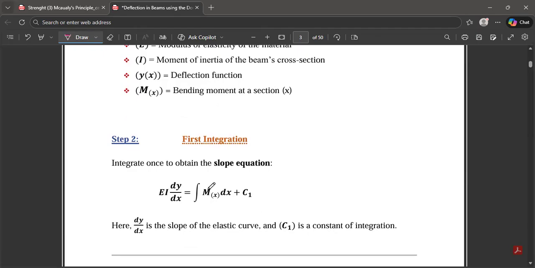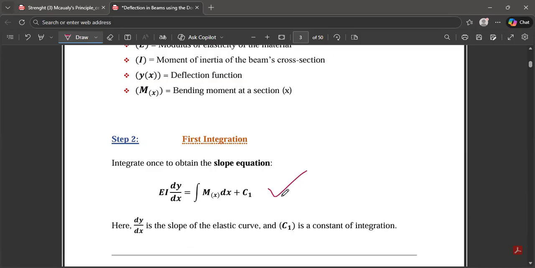So let's proceed. And if I say flexural member, you don't need to get scared, okay? Flexural members are actually components such as beams. Exactly. Let's look at step 2. Step 2 is we integrate once to obtain the slope equation. And the first integral of our bending moment equation is going to give us the slope equation.